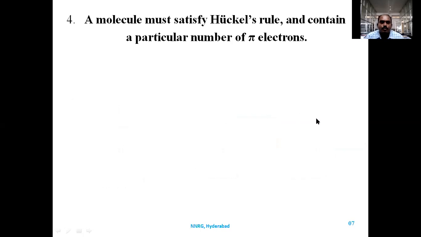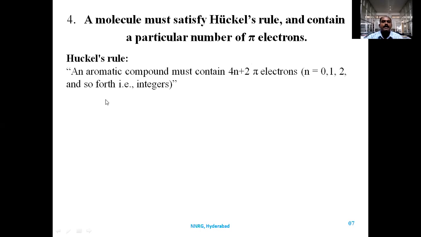The fourth point we need to concentrate on is that the molecule must satisfy Huckel's rule. What do we mean by Huckel's rule? It should contain a particular number of pi electrons. Any cyclic system should have a particular number of pi electrons, with p orbitals containing one electron each. Why? Because when the particular number of pi electrons is present, there is a possibility of delocalization. If it contains more or less, delocalization does not take place. Any aromatic compound must contain a particular number of pi electrons, that is 4n plus 2 pi electrons.